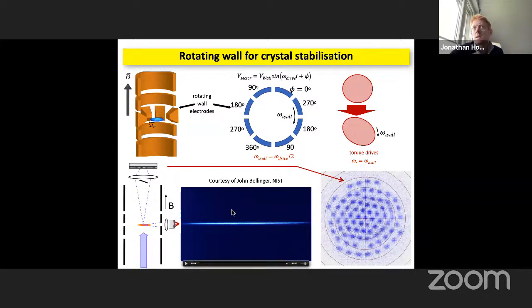But basically, spinning at the right chosen frequency sets the angular momentum of your ions, which sets the radial confinement, and allows you to produce the right asymmetry between radial and axial confinement to enable you to form these planar crystals.